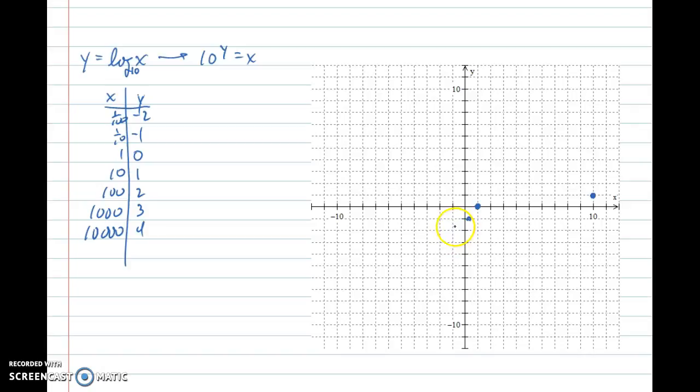So here's the table of values, and here's the graph. You notice I can only plot 3 of the points because the other ones get really, really small. In fact, this 1/100th comma negative 2, I've got to get that almost right on the axis. And so when I go to graph this, I've got to make it really flat up here.